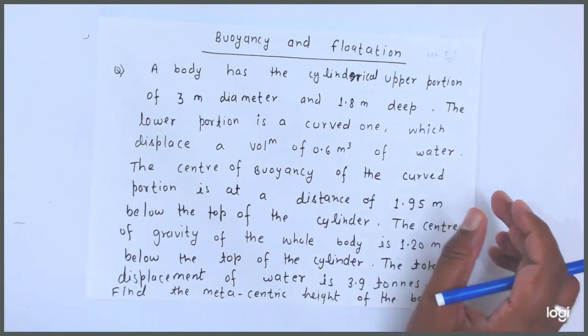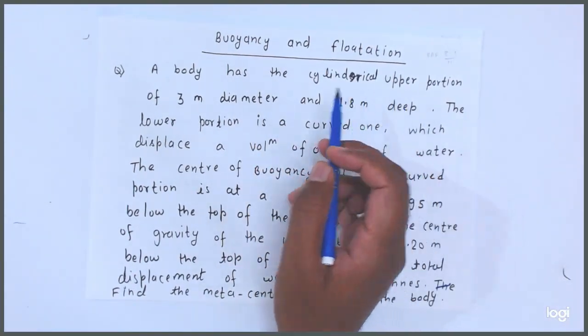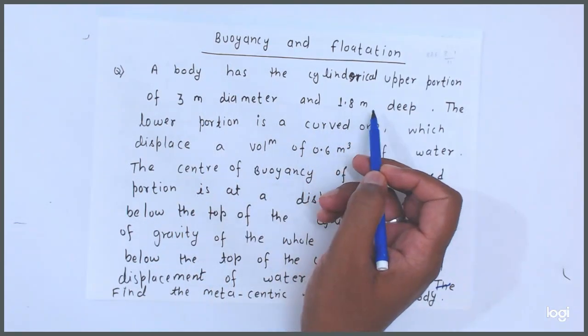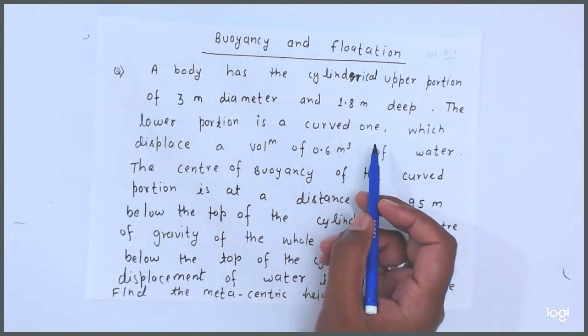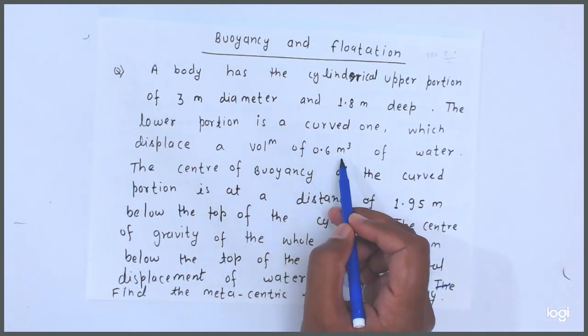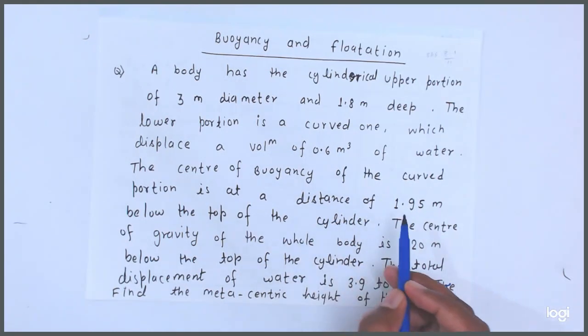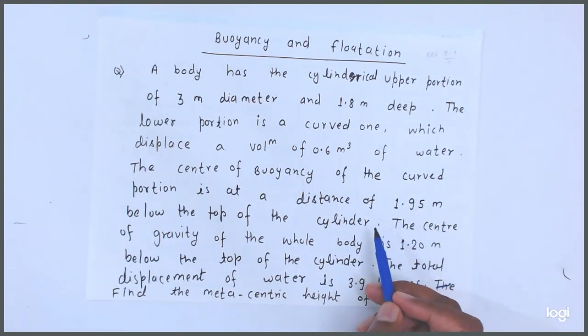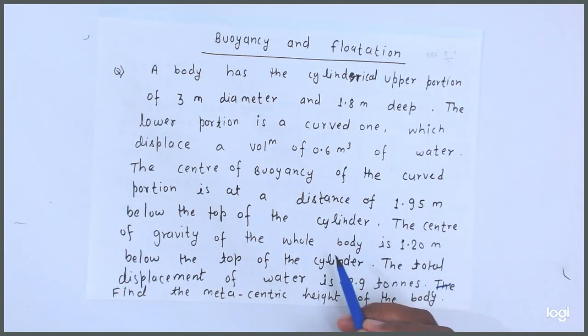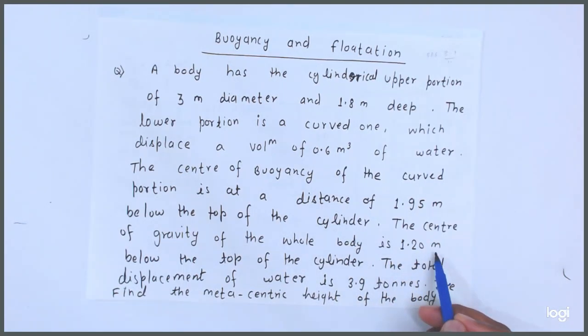The body has a cylindrical upper portion of 3 meter diameter and 1.8 meter deep. The lower portion is a curved one which displaces a volume of 0.6 meter cube of water. The center of buoyancy of the curved portion is at a distance of 1.95 meter below the top of the cylinder. The center of gravity of the whole body is 1.2 meter below the top of the cylinder. The total displacement of water is 3.9 tons.